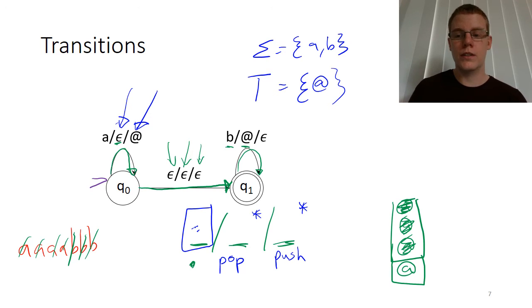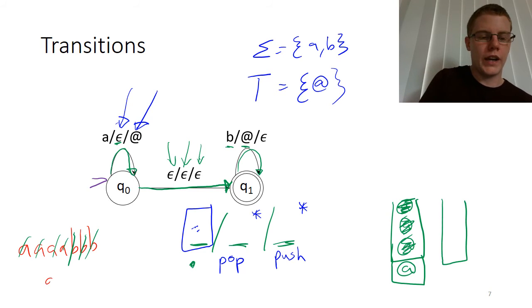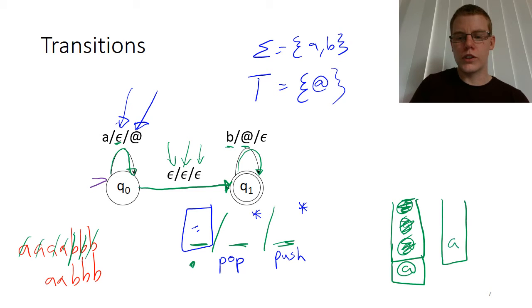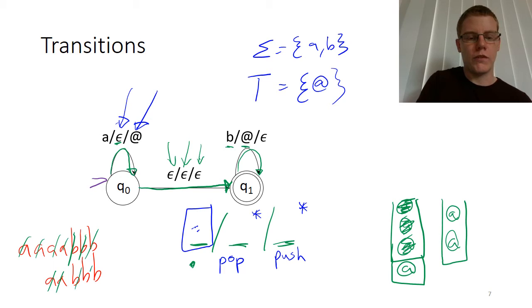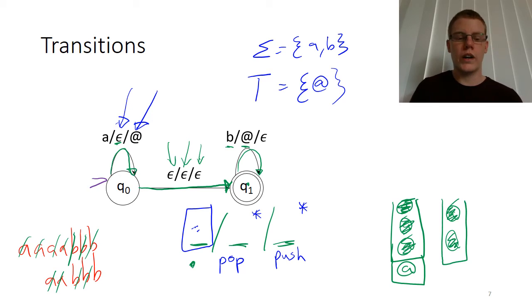Conversely, if we had the string of 2 A's followed by 3 B's, then we would have pushed 2 at symbols onto the stack, and we would have popped both of them off of the stack, but we would then be sitting here in this state Q1, and we would still have a B on the front of the string, but we would not be able to take this transition here because there is no longer an at symbol on the stack to match it with.